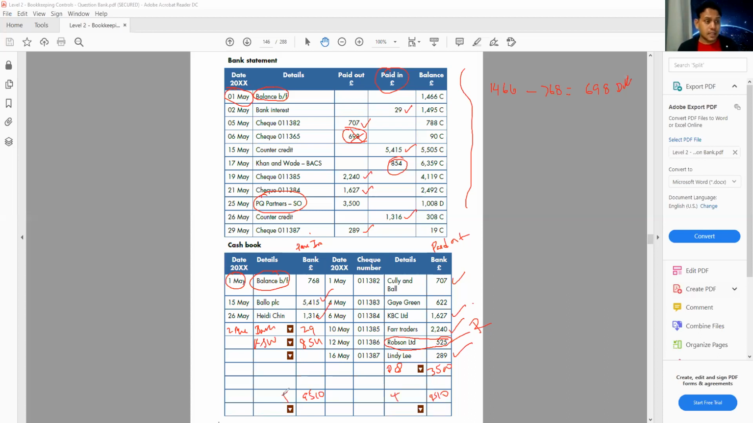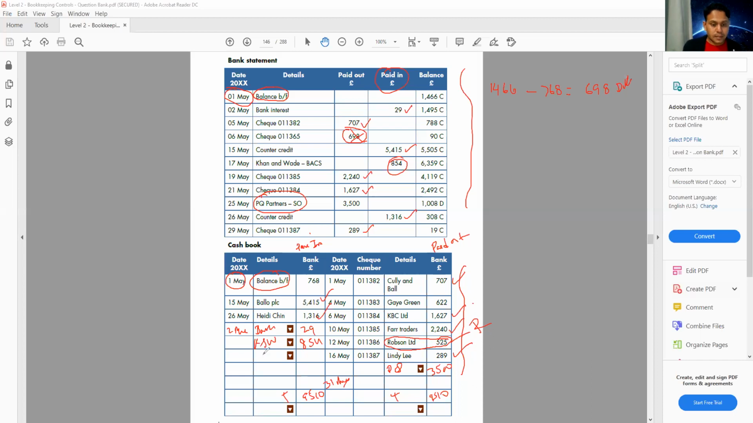After that, all you need to do is minus the credit side to find the balance CD, because the question said find the balance CD and BD. Balance CD is the last day of the month, 31st of May. What you do is minus everything. Which side is higher, the debit side or the credit side? The credit side is higher, so the balance CD will be on that side.